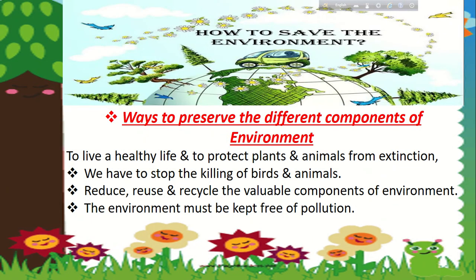How to save the environment? Ways to preserve the different components of the environment. If we want to enjoy a healthy life, we should protect the environment instead of destroying it. So to live a healthy life and to protect plants and animals from extinction, we have to stop the killing of birds and animals, and reduce, reuse and recycle the valuable components of the environment. That is, follow the 3R to conserve natural resources and landfill space. The environment must be kept free of pollution.